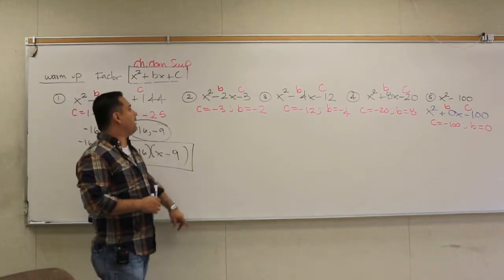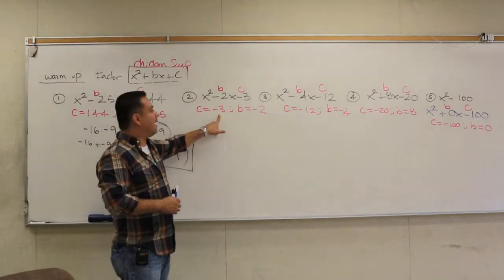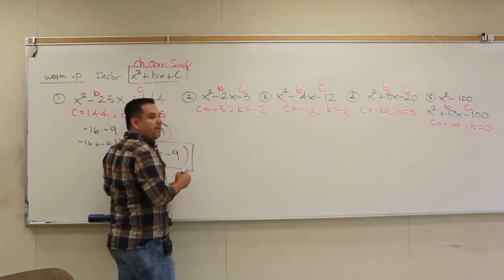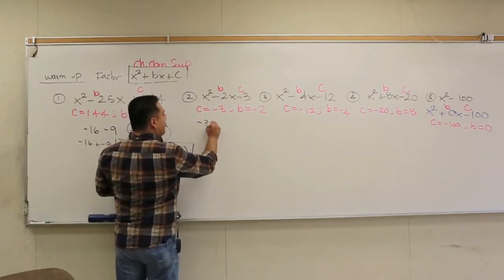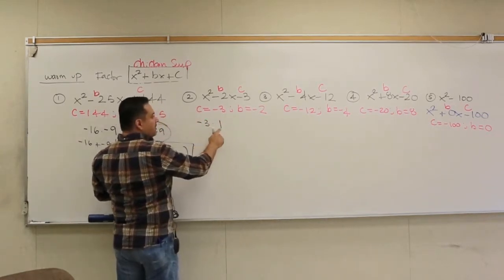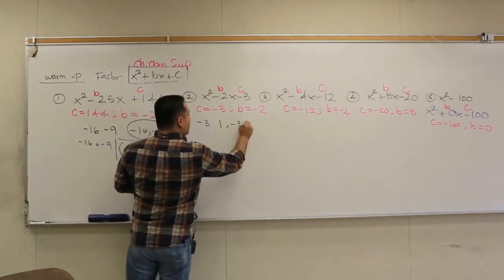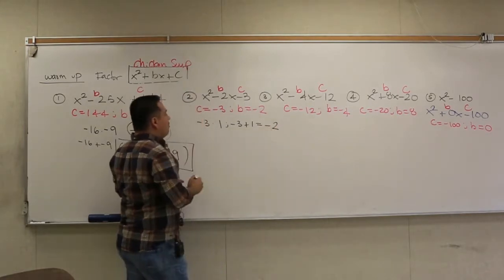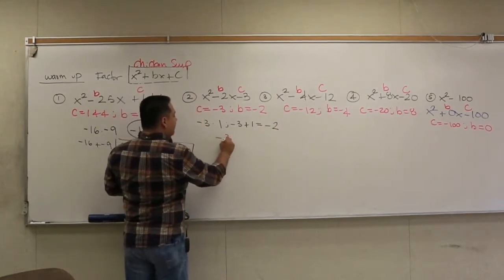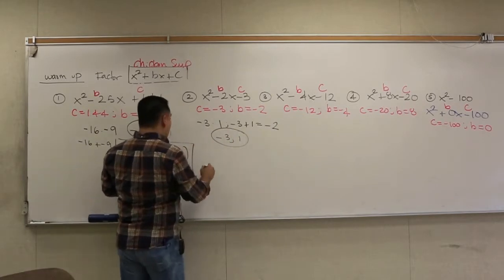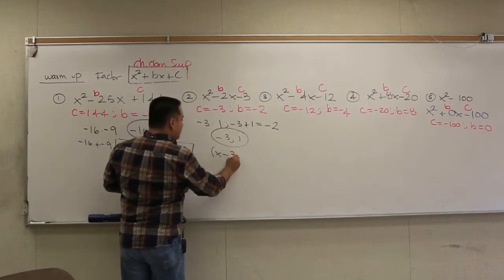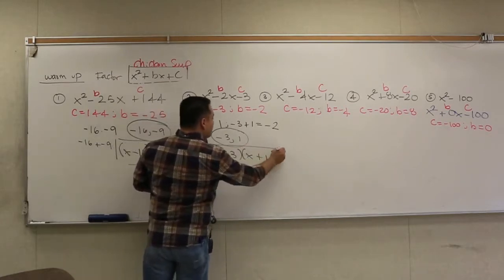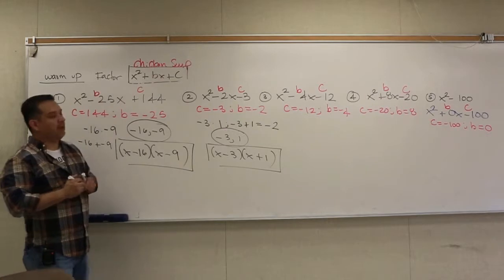What two numbers multiplied together give negative 3, but when added give negative 2? Negative 3 and 1. Negative 3 times positive 1 is negative 3. Negative 3 plus 1 is negative 2. So the numbers are negative 3 and positive 1. Here we go: x minus 3 times x plus 1. And you're done.